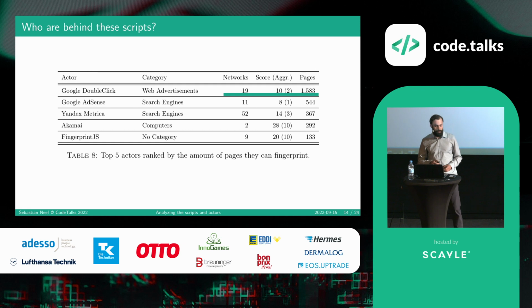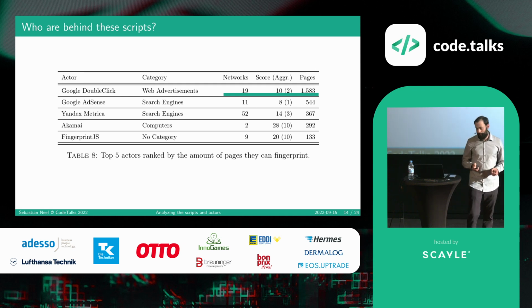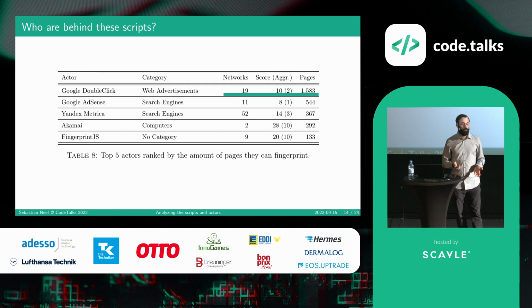Then we have Google AdSense with a much smaller number of about 500 websites and 11 networks. Here that's Metrica with 50 networks and 370 pages, and Akamai. In the end, we have Fingerprint.js. This is an open source script that could be used for fingerprinting. You can just look it up on GitHub, and there's even a paid pro version of that. And we found that script on about 133 websites, and it has a score of 20.